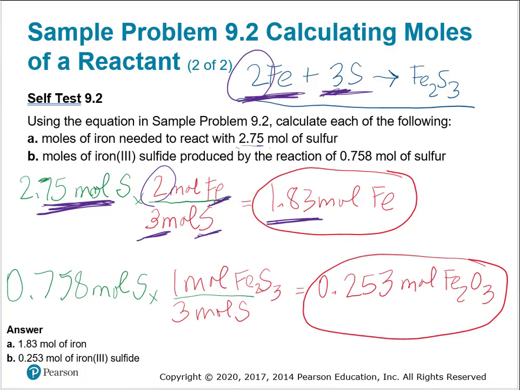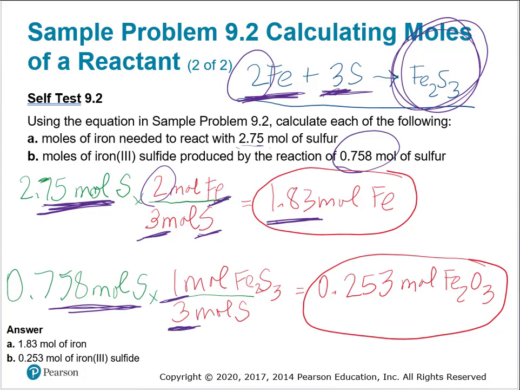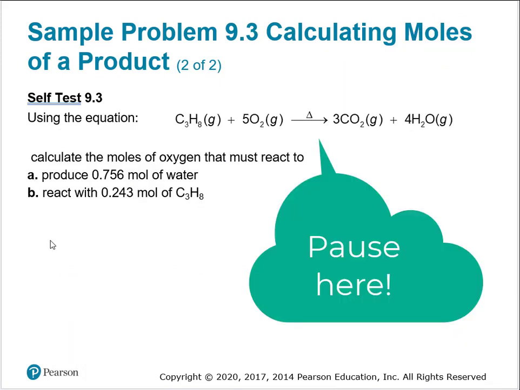The next one is 0.758 moles of sulfur. So we're starting with moles of sulfur again, but we want to go to product, our iron(III) sulfide. So our mole-to-mole ratio here is 3 moles of sulfur for 1 mole of our product. And we should get 0.253 moles of our product. Pause the video here to try this next sample problem.